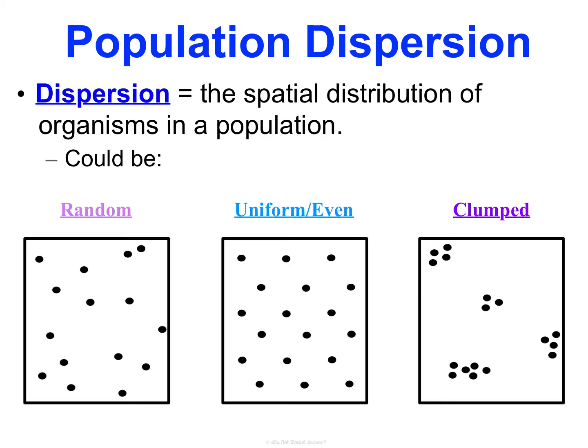How organisms disperse themselves is another model of population. Dispersion is the spatial distribution of organisms in a population. You can think of it as a random distribution, a more uniform distribution, sometimes called even, which is not the best word, but a uniform distribution. And then, of course, a clumped distribution.